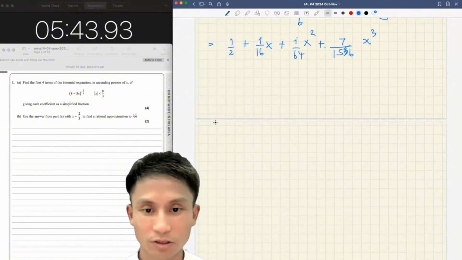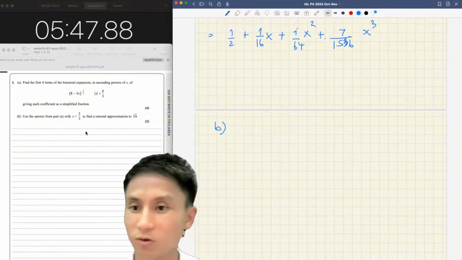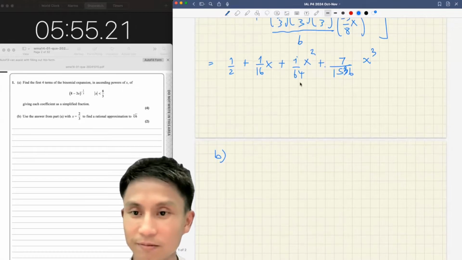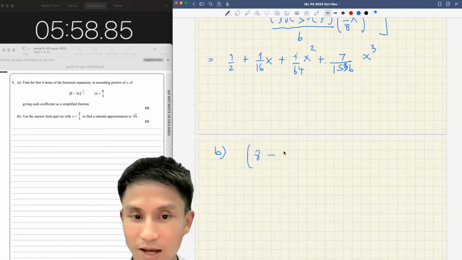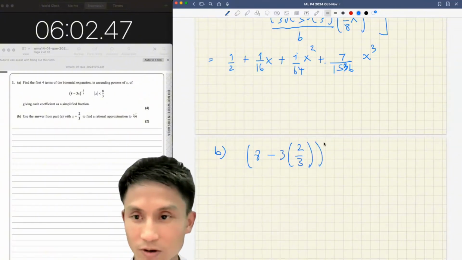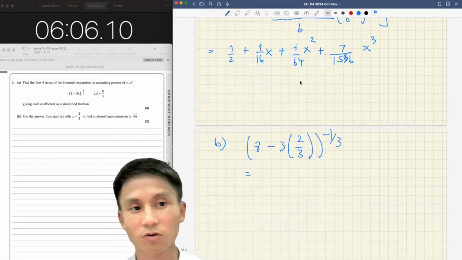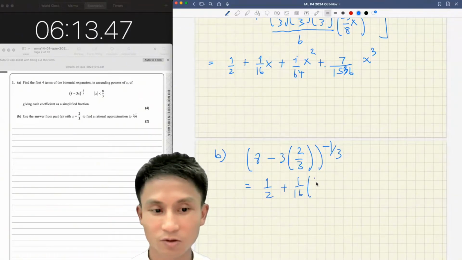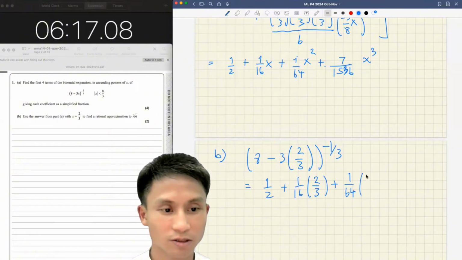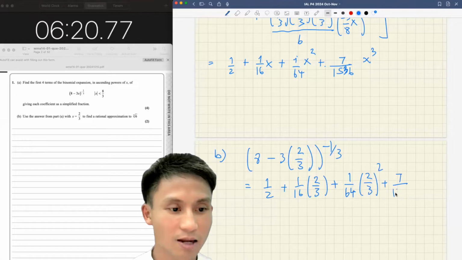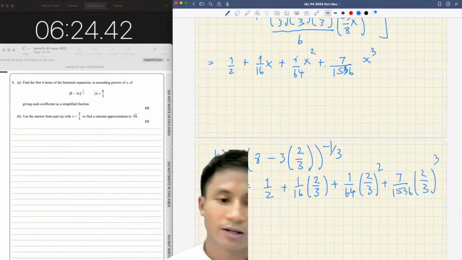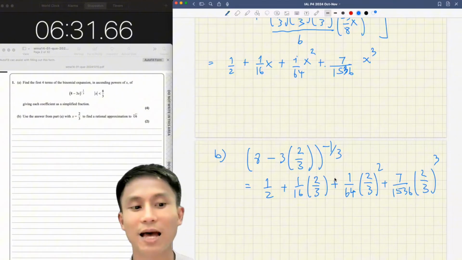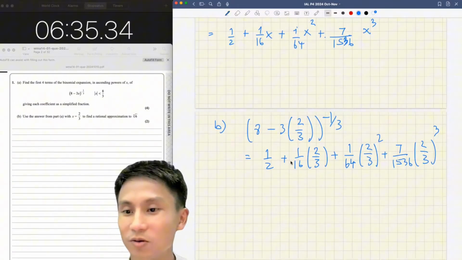Now, question B, use the answer from part A with x equals 2 over 3 to find the rational approximation to that. Okay, so we're just going to put everything into the form here. So we have 8 minus 3 times 2 over 3 here, to the power of minus 1/3. And then I'm going to put that equal to the expanded binomial form here. So it's a half plus 1 over 16 times 2 over 3, right? Plus 1 over 64 times 2 over 3 squared. And then plus that times 2 over 3 cubed. So we need to seek the cube root of 6. All right, we'll find it somewhere. And then we isolate that and show the approximation to that.